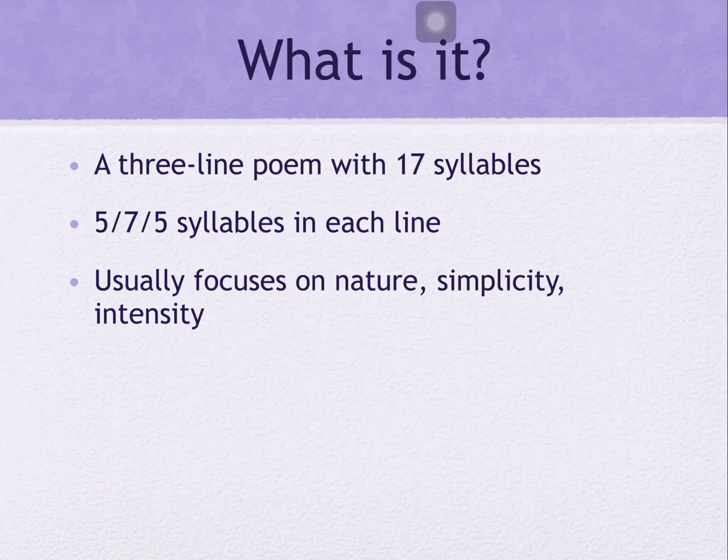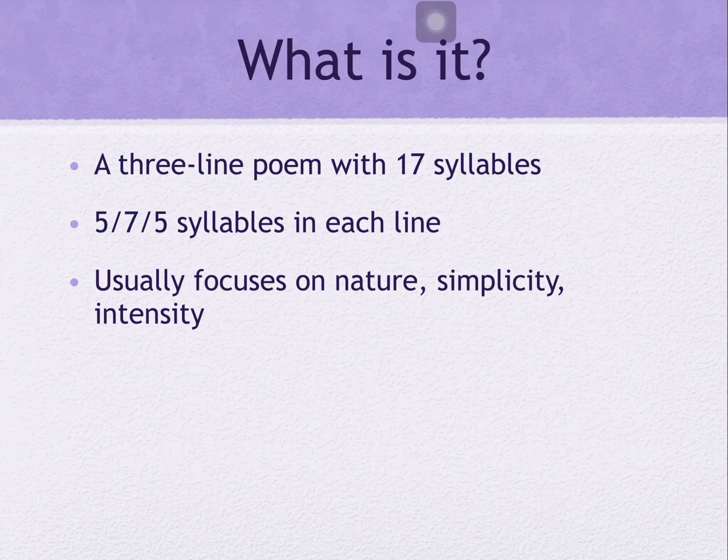So, what is a haiku? Hopefully most of us are already kind of familiar with this form of poetry. A haiku is very simple. It's a 3-line poem with 17 syllables. And the way that gets broken down is that the first line has 5 syllables, the second line has 7, and then the third line has 5 more. So it goes 5, 7, 5.